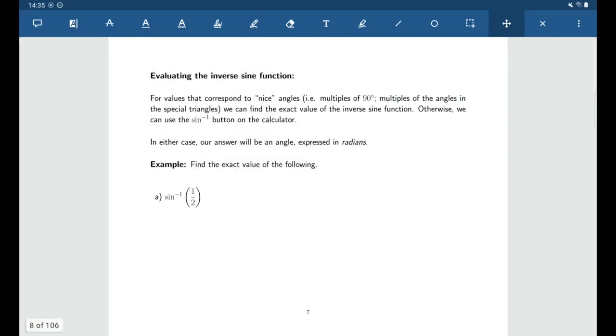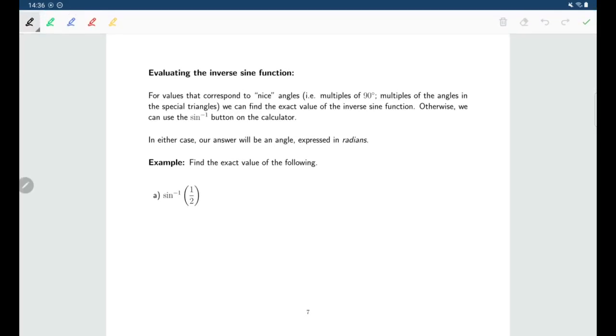Okay, so to evaluate our inverse sine function, we've got a couple of options. If the angle turns out to be something nice, then we can find the value of an inverse sine function just using our special triangles. Or if it turns out to be an angle that's a multiple of 90 degrees, we can do that in terms of thinking of the unit circle. Probably not a big surprise here. The more times you've evaluated sine x, the easier you'll find it to evaluate sine inverse.